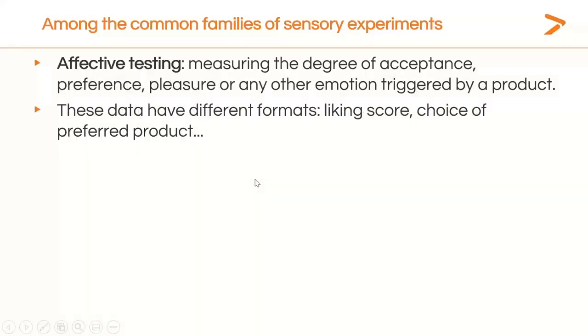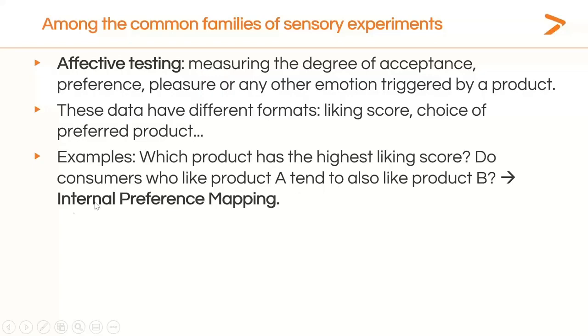Among the techniques that we'll use, we'll talk about internal preference mapping. Internal preference mapping helps answer questions such as, do consumers who like product A tend to also like product B, or to like a little bit less product C? We'll see that internal preference mapping is based on principal component analysis.